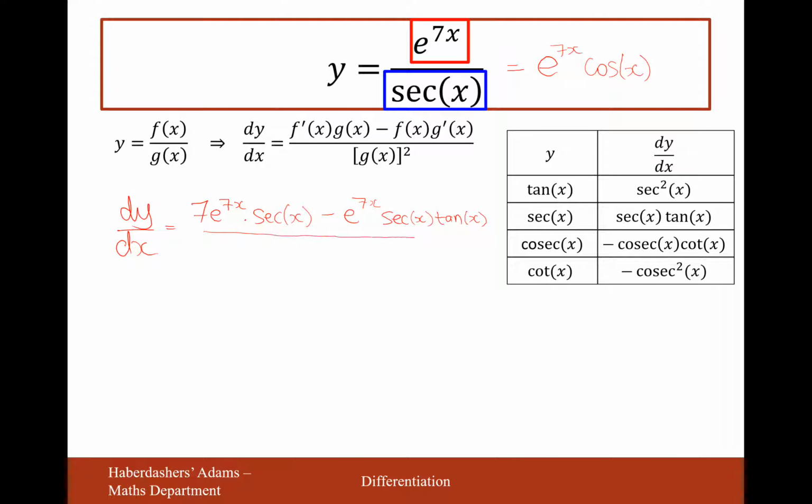And this is all going to be over sec squared. Whoops, sec squared. We could probably cancel out sec from top and bottom, and we could probably factorise out the e to the 7x at the front: e to the 7x, bracket, 7 minus tan x over sec x. And there we are, that's the answer to this question.